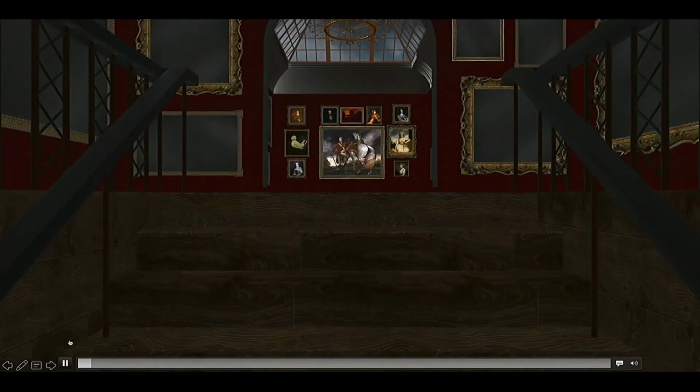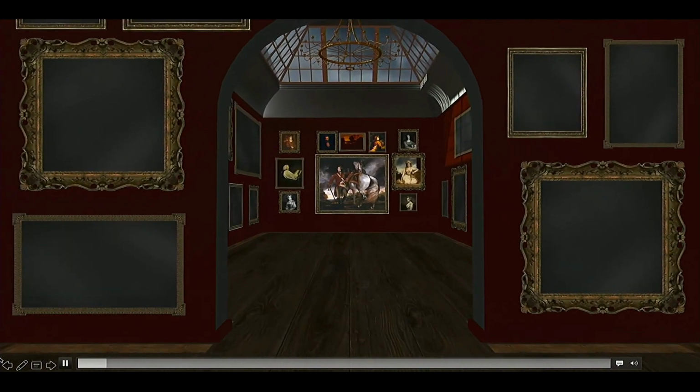If I can have a cursor. Suspense builds. There's a cursor on the screen behind you. But I can't, well, all right, let's see. Hey, presto, there it is.